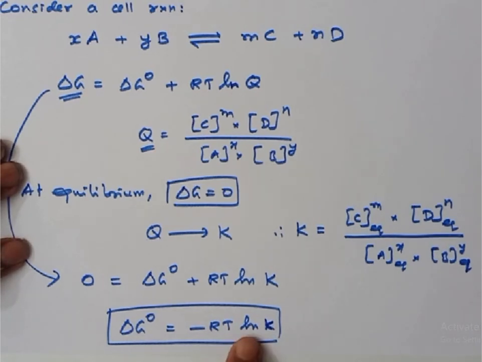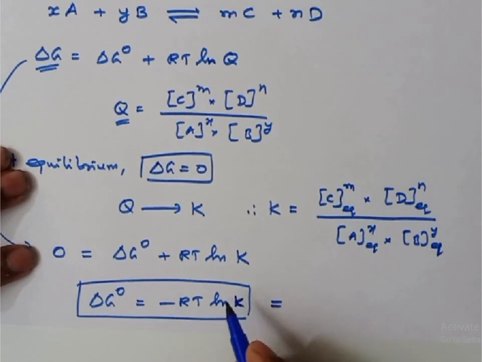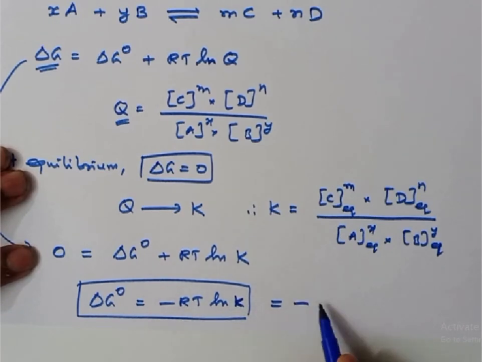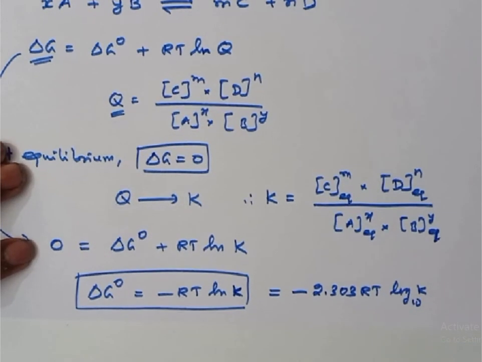If you convert ln into log base 10, you have to multiply this by 2.303, right? So minus 2.303 into RT into log base 10 K. You'll get an expression like this.